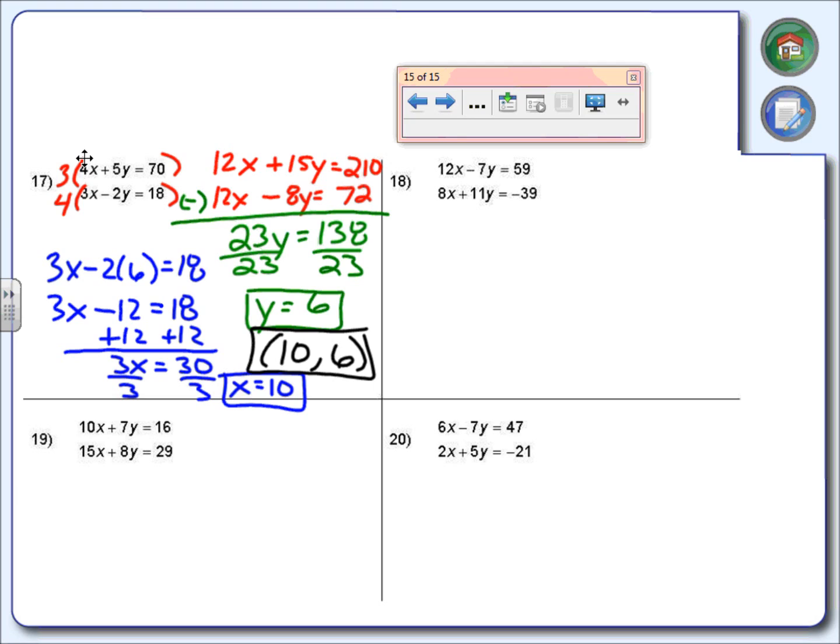Notice over here on number 17, if I would have added those two, that's not going to eliminate it. I would have ended up with 24x's. That's not going to help me out. So it has to be subtraction. So you'll know whether to add or subtract based on whether you get 0x's or 0y's. We want no more x's and we want no more y's.